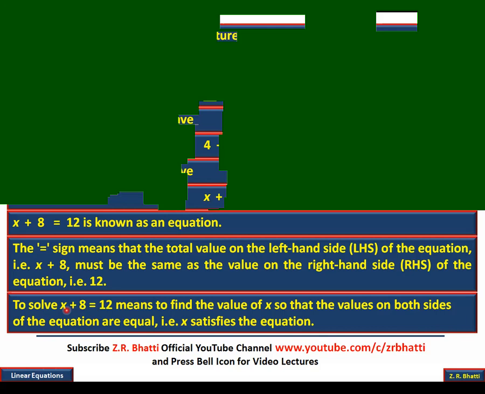Can any other value of x satisfy this equation? Zohaib, x plus 8 is equal to 12. Can any other value of x satisfy this equation? Zohaib, are you there?